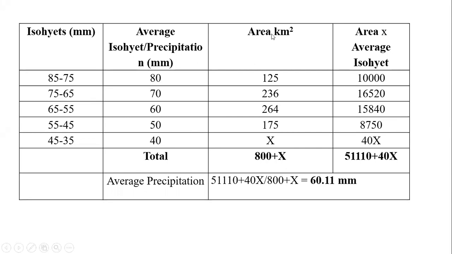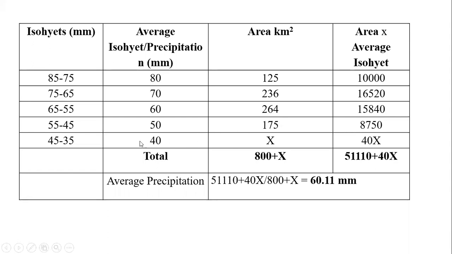And the area lying between those two isohyets is in square kilometers, which is given in the example itself. For the first one, between 85 to 75, it will be covered by 80 millimeter rainfall, and the area is 125 square kilometer. Then for 70 millimeter rainfall, the area covered is 236 square kilometer. For 60 millimeter rainfall, it is 264 square kilometer. And for 50 millimeter rainfall, which is the average of 55 and 45, it is 175 square kilometer.